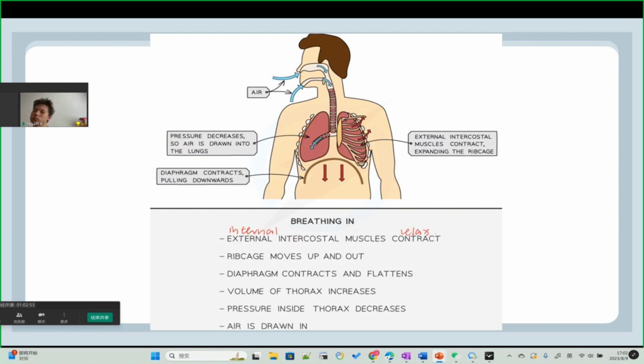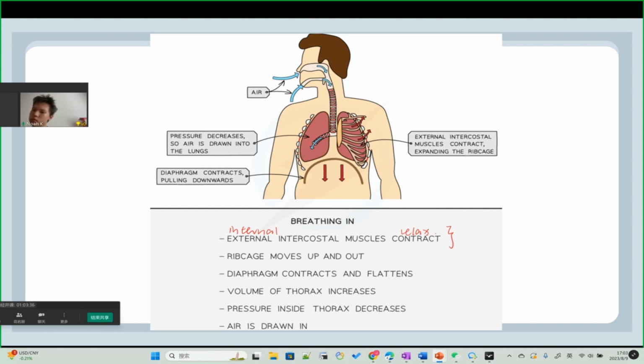And then we say if the internal relax and external contract, which adjective do you use to describe it? That sounds antagonistic. Very good. So for the intercostal muscle, they're still antagonistic, and the internal and external are acting in the opposite ways. And then, after the internal intercostal muscle relax, the rib will move both up and out. And then the diaphragm will contract and flattens, enabling the volume of our lungs to increase. And therefore, pressure decreases, air is drawn in.